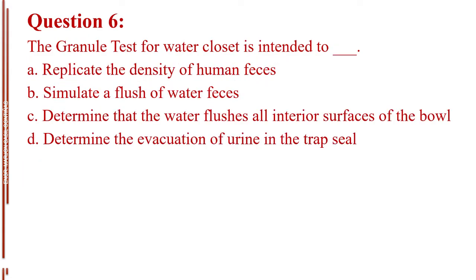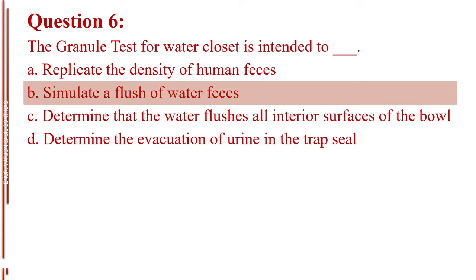Question number 6. The granule test for water closet is intended to blank. Letter A, replicate the density of human feces. Letter B, simulate a flush of water feces. Letter C, determine that the water flushes all interior surfaces of the bowl. Letter D, determine the evacuation of urine in the trap seal. The answer is letter B, simulate a flush of water feces.